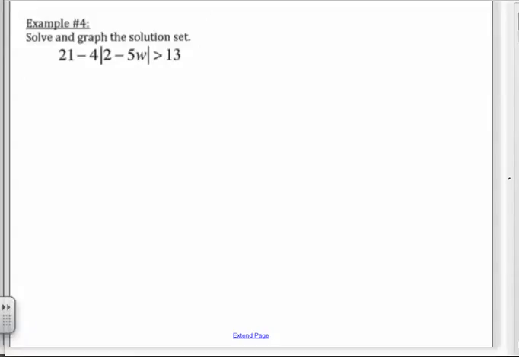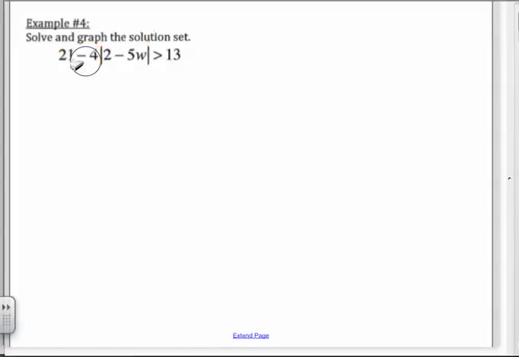Okay guys, now back in example 3, we were talking about the fact that sometimes we have numbers that are outside of the absolute value. So here's my absolute value quantity, but I see I've got these numbers out here. And I've got to get rid of those numbers before I write two equations or two inequalities. I've got to put them on the other side. I've got to get the absolute value by itself before I write the two inequalities.